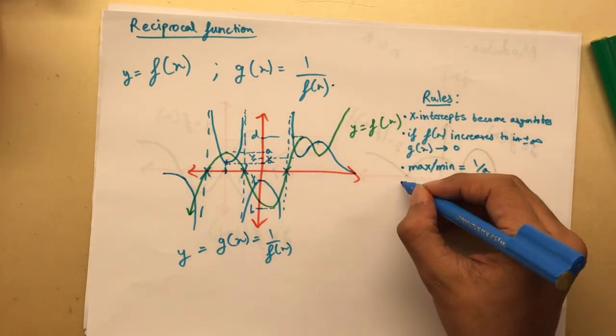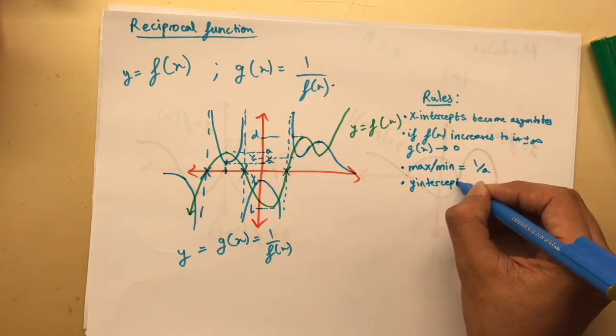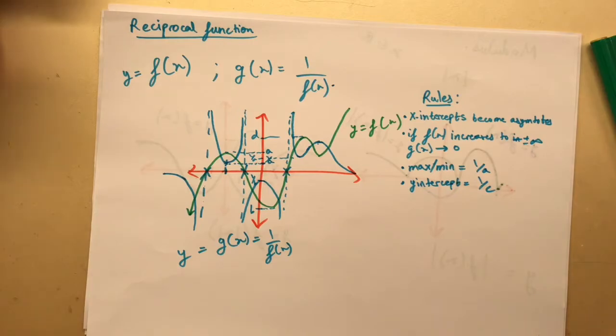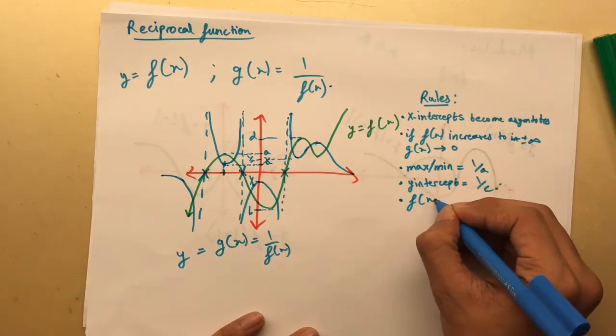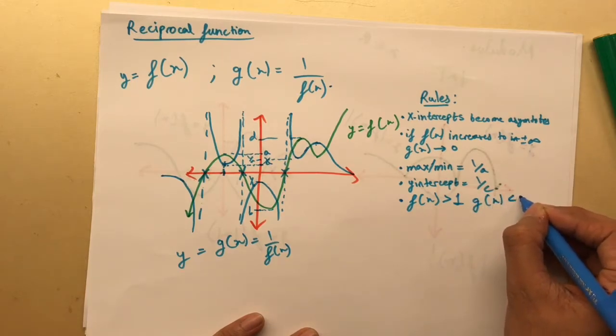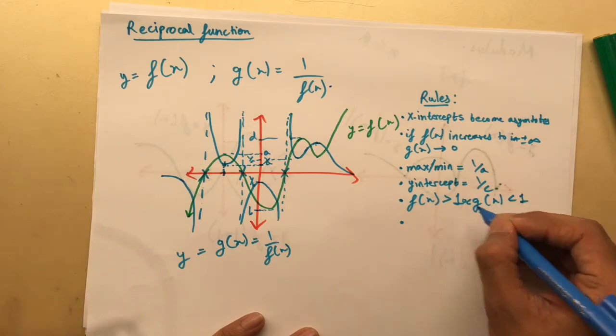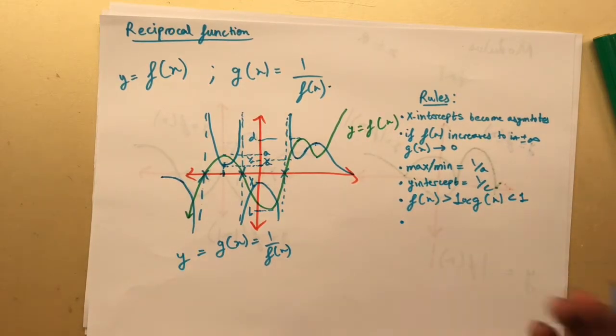Yeah, and the y-intercept, 1 upon the y-intercept again. If f of x is greater than 1, then g of x is lesser than 1 and greater than 0, and if it's negative, then it will be the negative version of that, that is between -1 and 0.